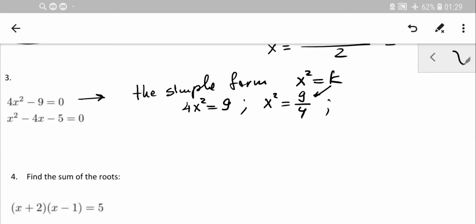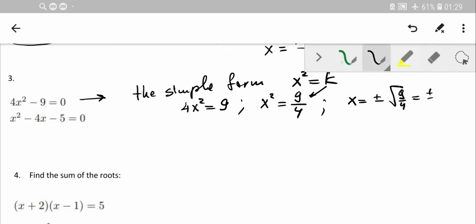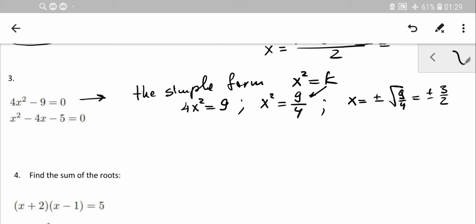If not, just go back and try to get rid of the drawbacks and settle your knowledge in the right status. So x squared equals 9 over 4, so x equals plus or minus the square root of 9 over 4, which is plus or minus 3 over 2. That's your final solution.